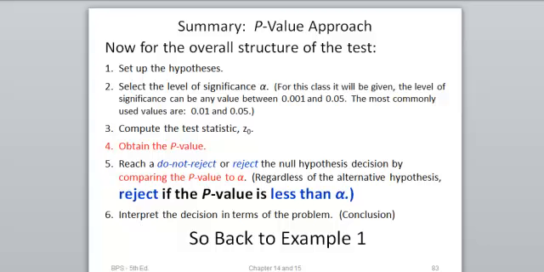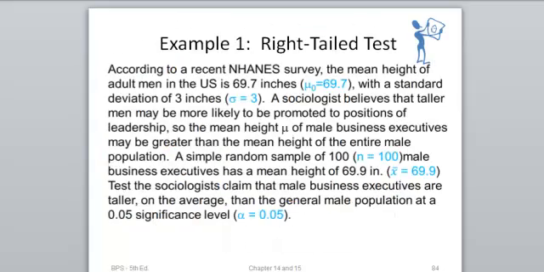We want to set up the hypotheses, that is the null and alternative hypothesis. Select the level of significance, and like I said, in this class, we'll give you the level of significance. We'll give you alpha. Compute the test statistic. That's how many standard deviations our sample mean is in the null hypothesis sampling distribution. And obtain the p-value. From that p-value, reach a do not reject or reject the null hypothesis decision by comparing that p-value to our significance level alpha. And interpret the decision in terms of the problem.